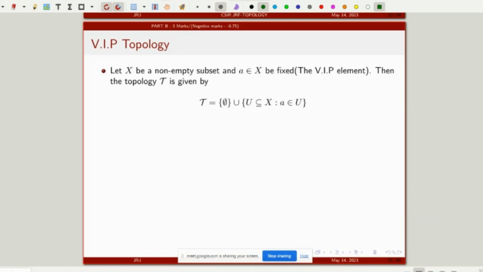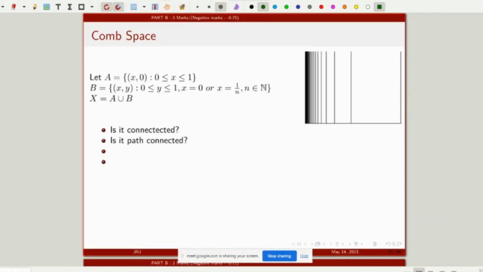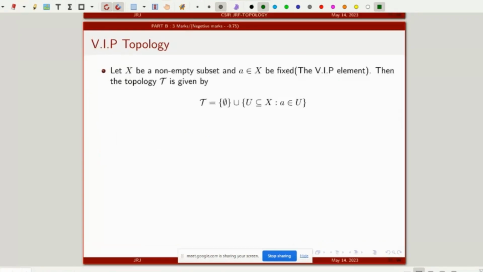Ma'am, the previous one was also path connected, no? Comb's space? Yes, it is connected as well as path connected, because if we take two points, we can move from here to here through this line. From here to here, we can move through this line. So we can connect any two points.